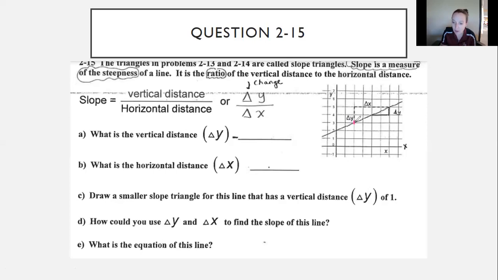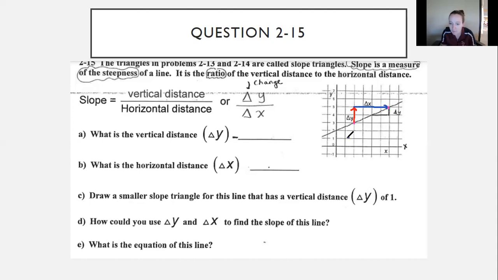So I'm going to put in 2 points here. And I will always put my change in y in red. So I come up here in red and I started here at 3 and I went up to 5. And then my change in x, or how far did I go horizontally, will always be in blue. So how far over did I move?